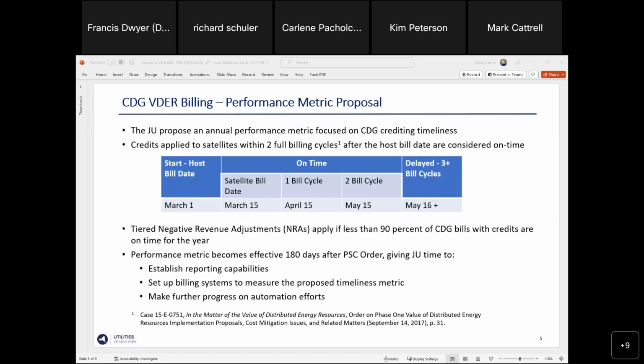So as you saw in the staff presentation, not all the JU have current capabilities to track the bill timeliness metric. Our systems and reporting processes would need to be modified to report this data. With that in mind, we're proposing that there be a 180-day implementation period to allow the JU to stand up their reporting on this metric. Next slide, please, Mark.